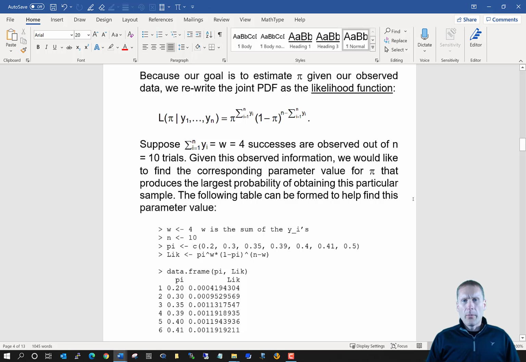Now, our goal is to use information from our sample to estimate pi. So now we're going to change our notation a little bit. We're going to say that this joint PDF is now what's called our likelihood function. And we write it as a capital L. It's a function of pi. And then I have that vertical line there to mean a similar thing to what we've seen before, where it's like the word given.